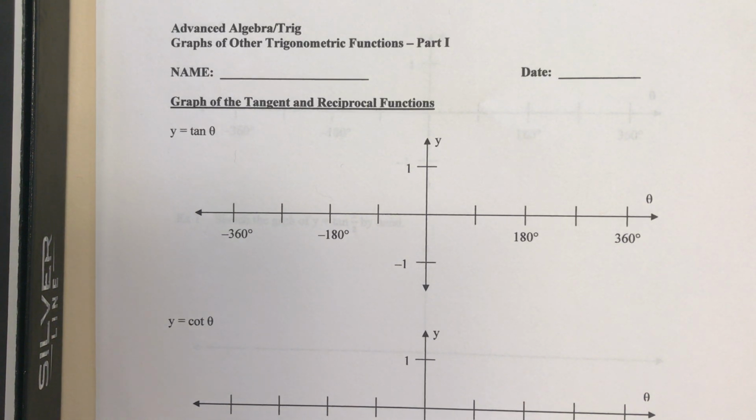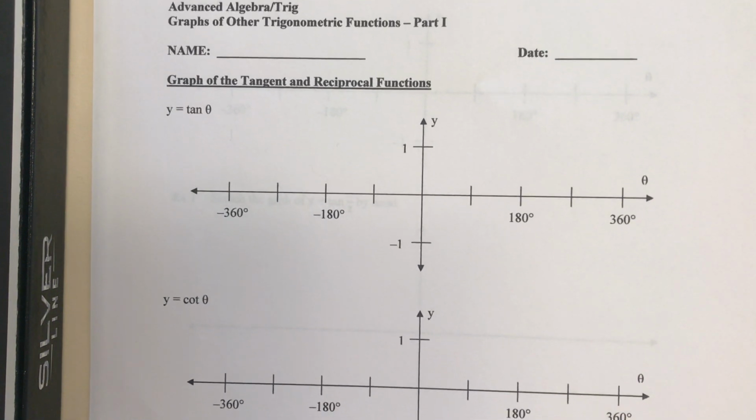Okay, for the first lesson, we are going to be looking at graphs of other trig functions, and this is the first part of 2 lessons. So the first graph that we're going to be looking at is the tangent graph. Now you're going to want to add this to your graphic organizer where we had the sine and the cosine graph already done. Now we're going to add the tangent graph to that.